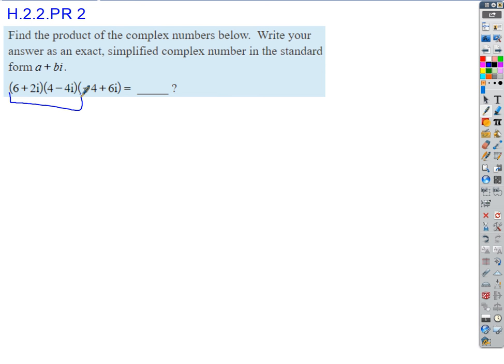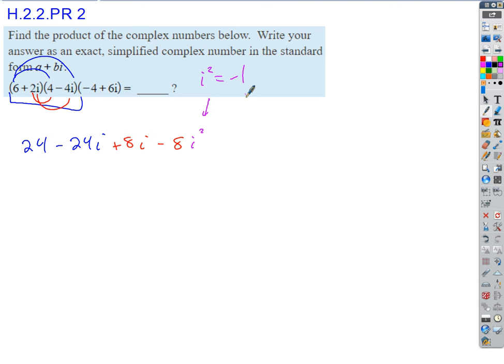If we're going to multiply these together, what do I do? What am I doing? The rainbow thing. So I'm foiling, distributing, whatever you want to call it. If I distribute the 6, I get 6 minus 24i. Okay, if I distribute then the 2i, minus 8i squared. Okay, but what is i squared always equal to? Negative 1.